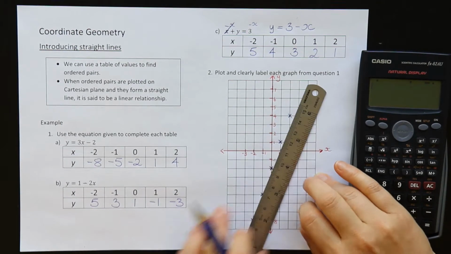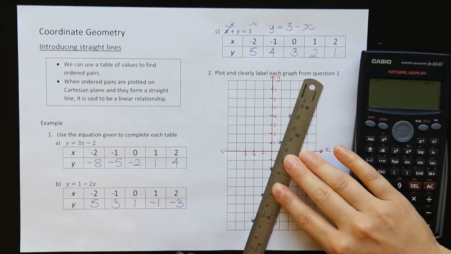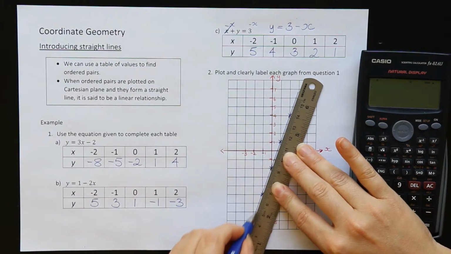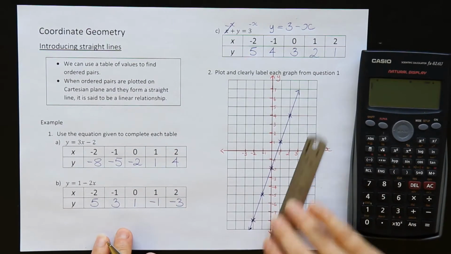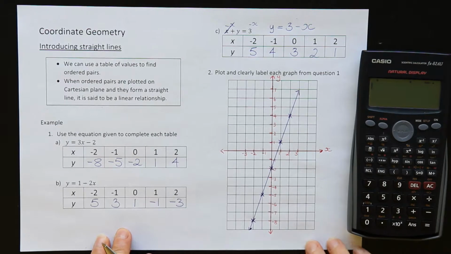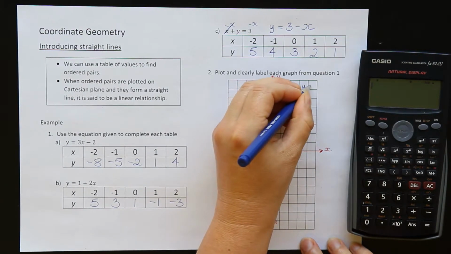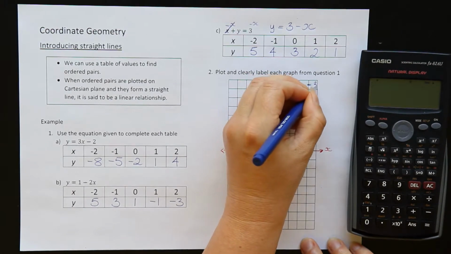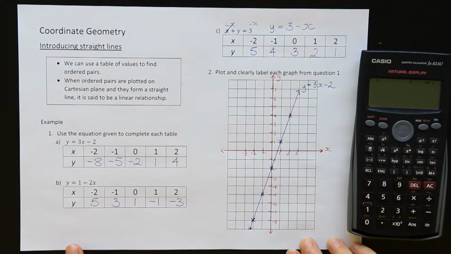Then if you get your ruler, and we carefully line that up, we actually get a nice, neat, straight line. So that is what we call a linear relationship. Now we should label that because we're going to plot all the graphs on here. That has equation y is equal to 3x minus 2. That's our first line.